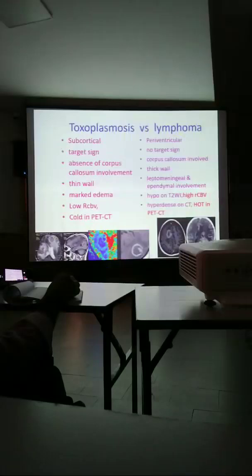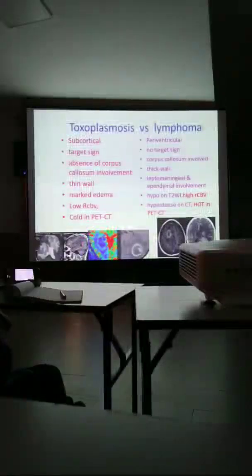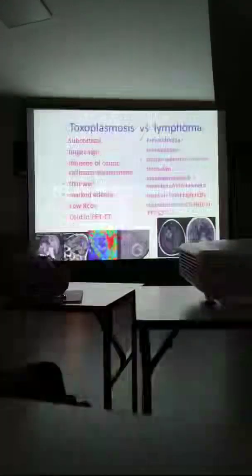And toxoplasmosis versus lymphoma. The lesion of low signal in nature, subcortical involvement, and it will have an eccentric target sign. This is very important, eccentric target sign, low CBV and PET cold, it is toxo. If you have periventricular involvement, corpus callosal involvement, and high CBV, hyperdense in NECT, hot PET, it is lymphoma. And final 2 minutes I will take.